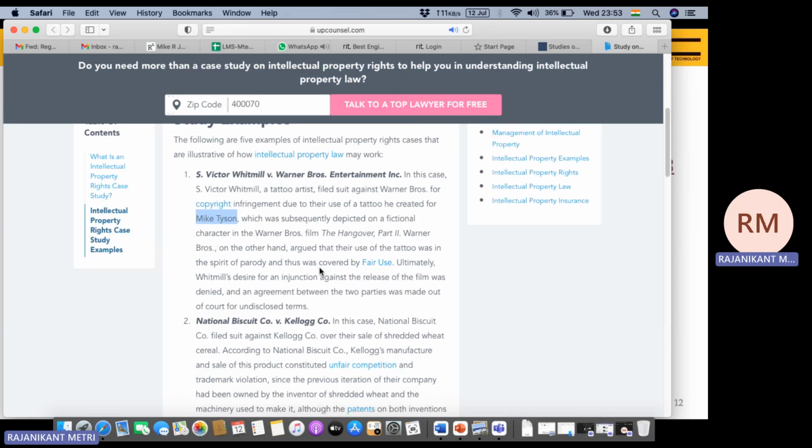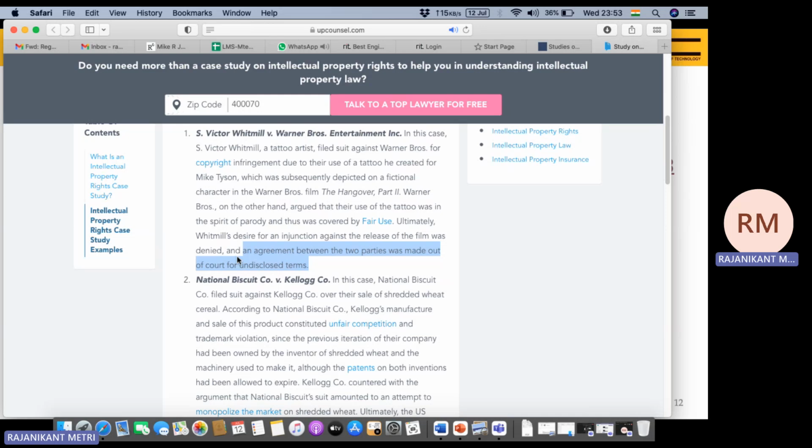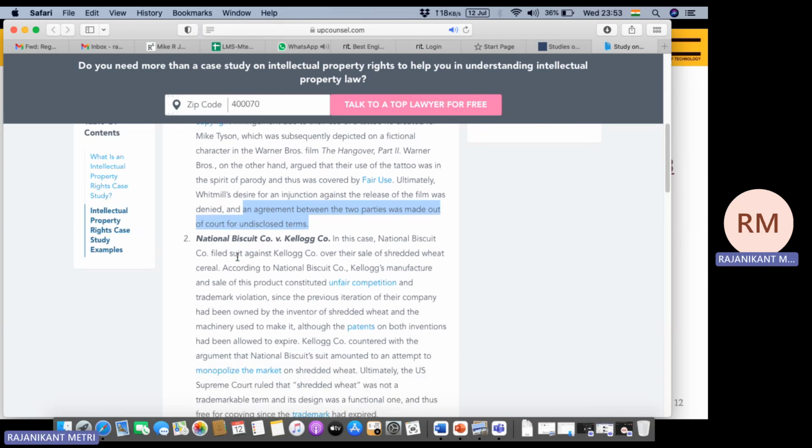Ultimately, Whitmill's request for an injunction against the release of this film was denied, and an agreement between the two parties was made out of court for undisclosed terms. So they made the agreement, and it was disclosed outside the court.